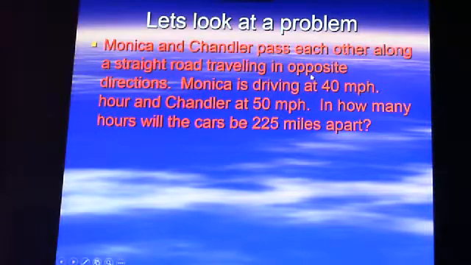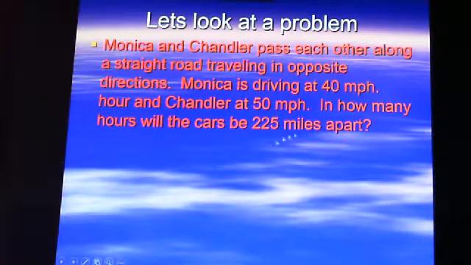Monica and Chandler pass each other along a straight road traveling in opposite directions. Monica is traveling at 40 miles per hour and Chandler is at 50 miles per hour. In how many hours will the cars be 225 miles apart? It's a lot of words. A whole lot of words. Aren't you glad you don't have to write all those down?